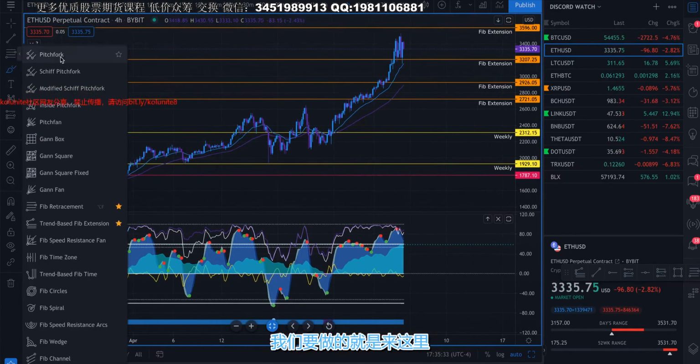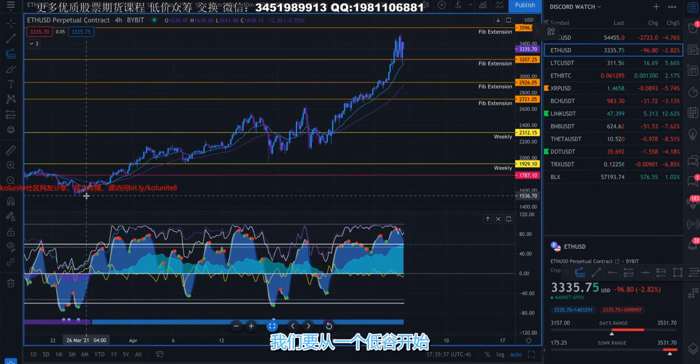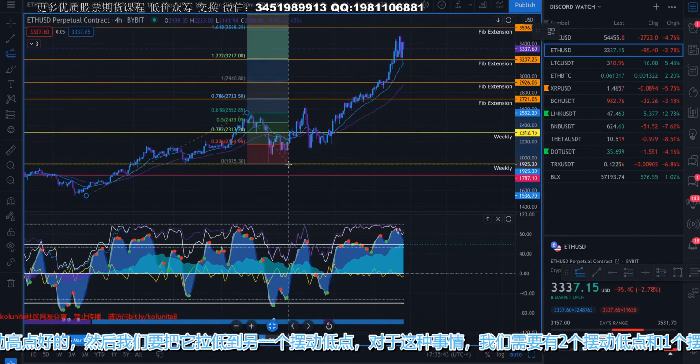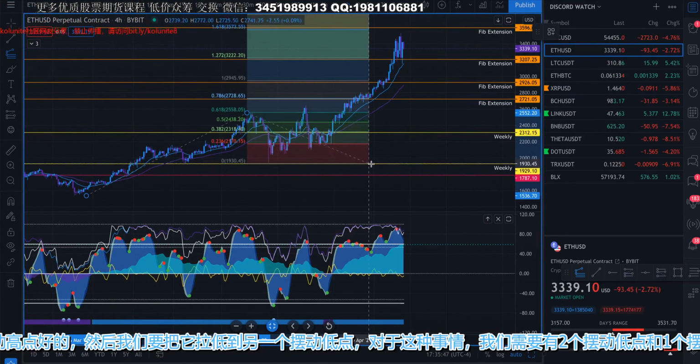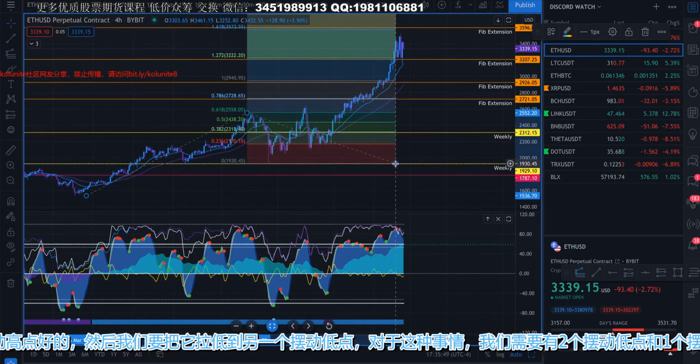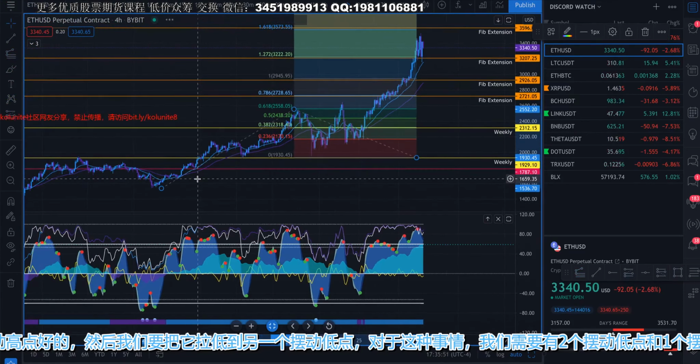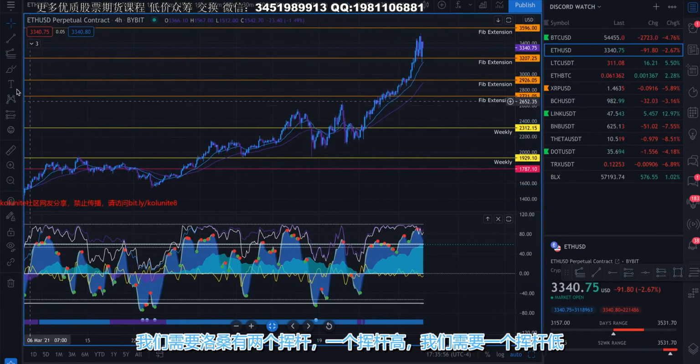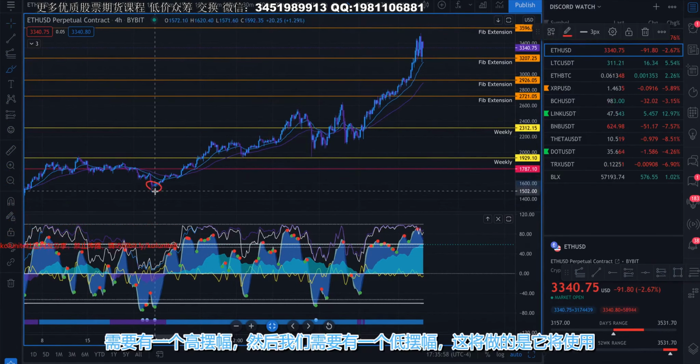What we're going to do is we're going to come to trend-based fib extension. We're going to go from a swing low to a swing high, okay? And then we're going to pull it down to another swing low. For this kind of thing, we need to have 2 swing lows and 1 swing high. We need to have a swing low, a swing high, and then a swing low.